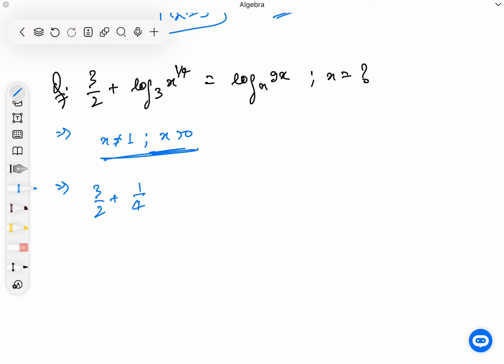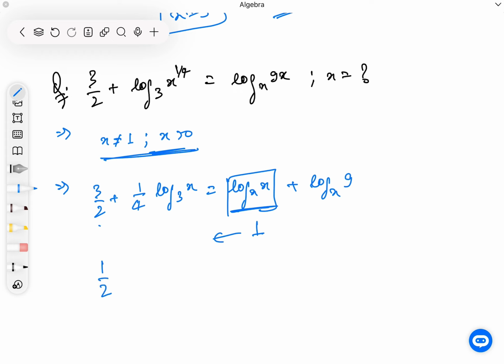I would write it like this: I would take this 1/4 here, log base 3 of x. And for this I would write it as log base x of x plus log base x of 9. If you see, this would be 1. So if I take this on the left hand side, 3/2 minus 1 will be 1/2, plus log base 3 of x^(1/4) equals log base x of 9.